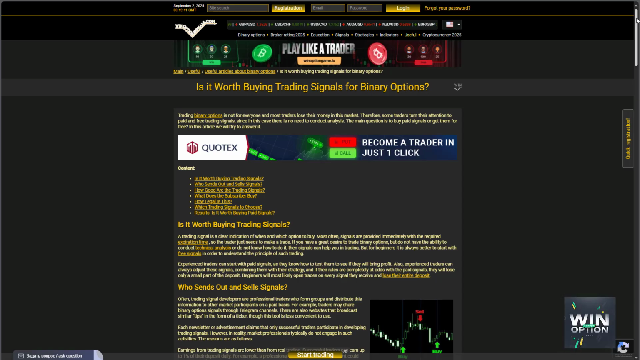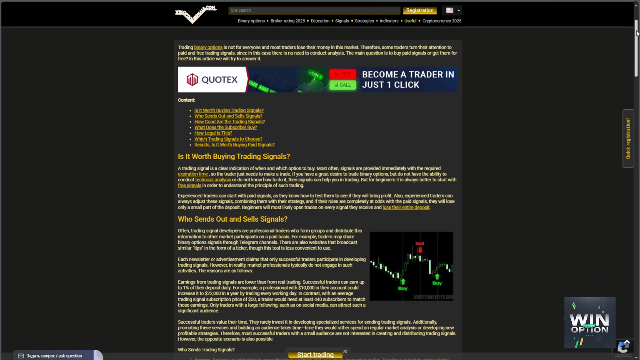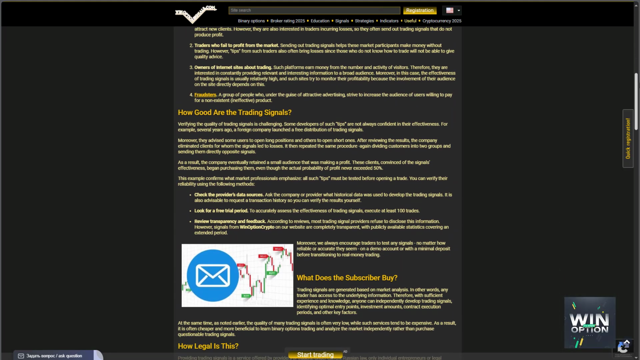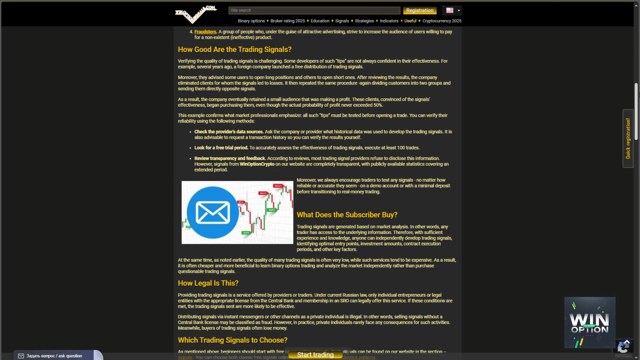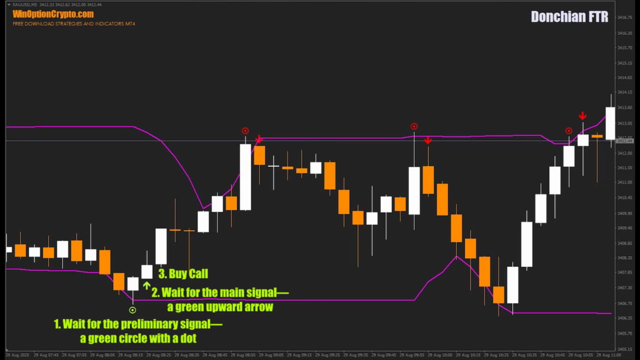If you are interested in the types of trading signals that exist and whether paid subscriptions are worth considering, we recommend reading the article, "Is it worth buying trading signals for binary options?" However, regardless of which signals are used, risks must always be taken into account. It is not recommended to risk more than 2% of capital per trade.